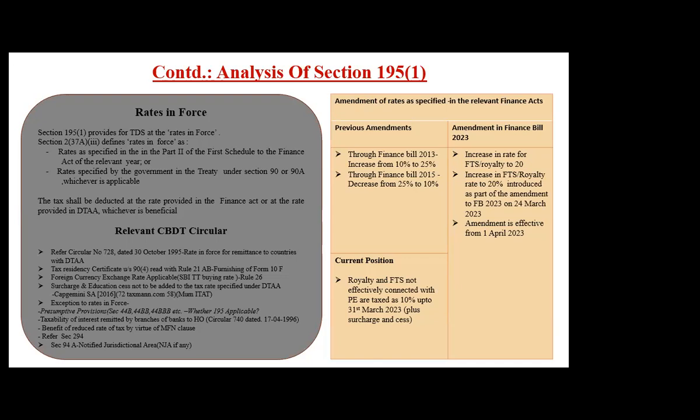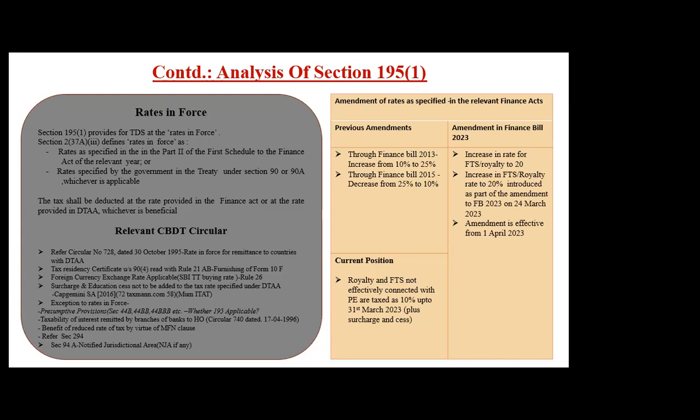So as already discussed, 237A subclause 3 are the rates in force which are there in the Finance Act, part 2 of the first schedule, which determines the rates on which TDS has to be deducted, or the rates which are there in section 90 or 90A, whichever is beneficial to the assessee. That is the standard we are talking of, the rates on which TDS has to be deducted.